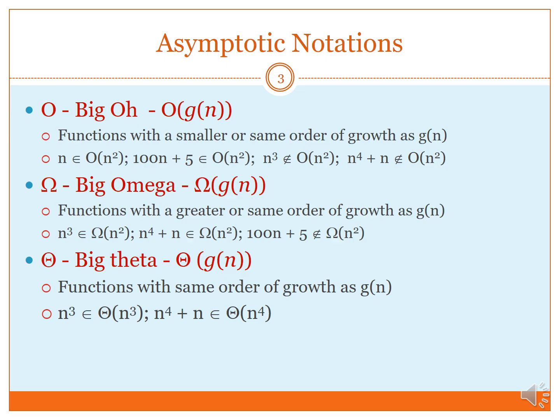So there are three standard asymptotic notations. Big O, represented as big O of g of n, gives the upper bound of the running time. It represents the maximum growth rate. Big omega, represented as omega of g of n, gives the lower bound of the running time. It represents the minimum growth rate. Big theta, represented as theta of g of n, gives both the upper and lower bounds. It represents the exact order of growth. So these notations help us compare algorithms based on their efficiency.